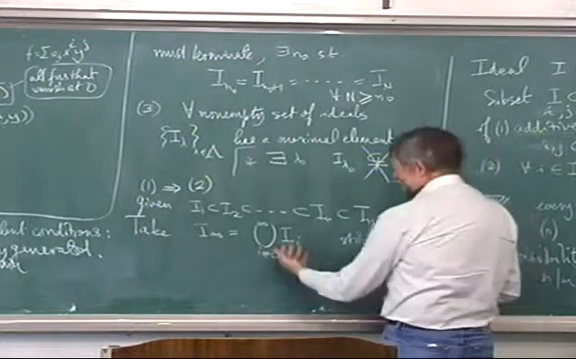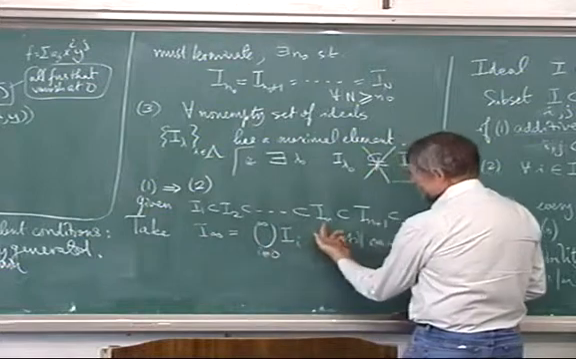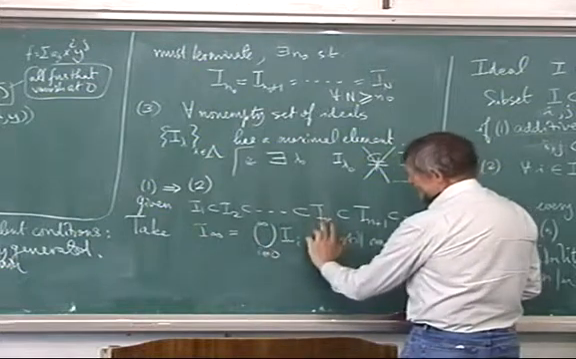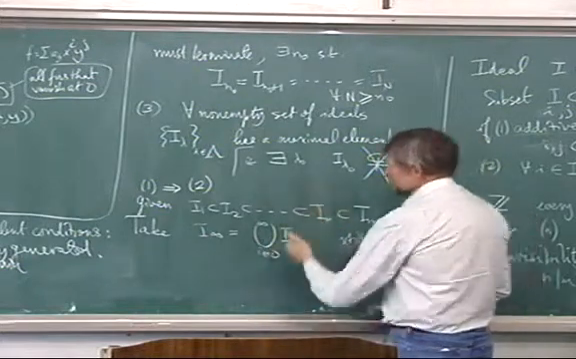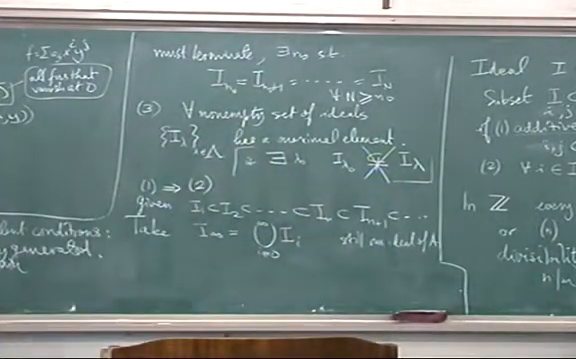It's still an ideal because I take two elements in this union, then they've got to be at some stage, and then I can do whatever it is I have to check. I can check it at this I_N. Okay, this is still an ideal.